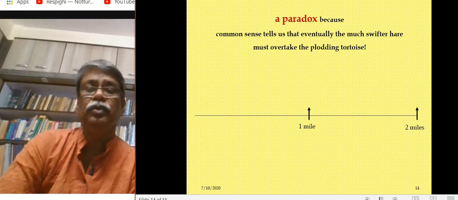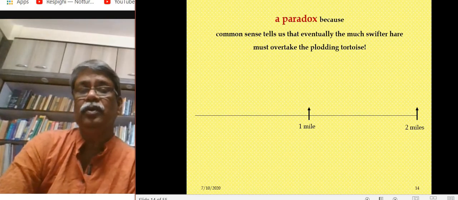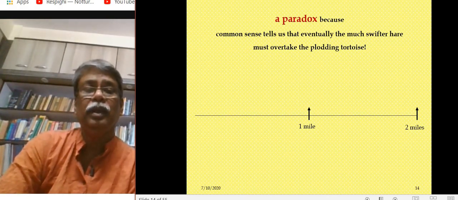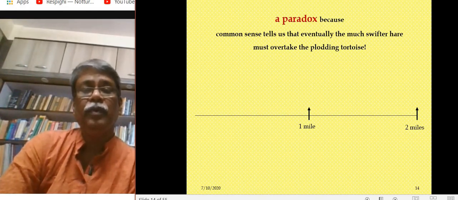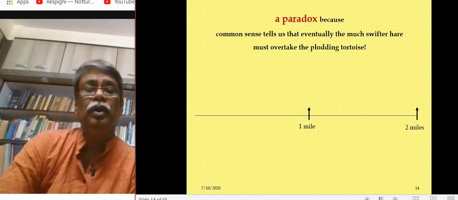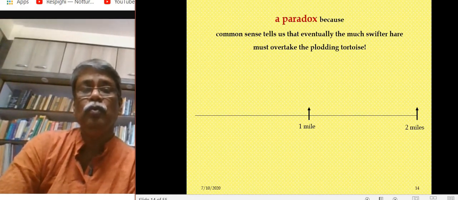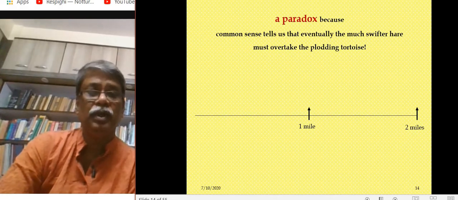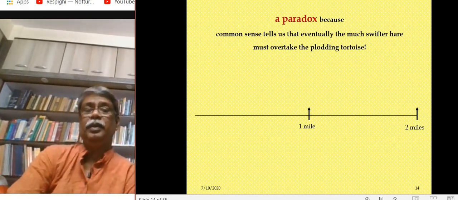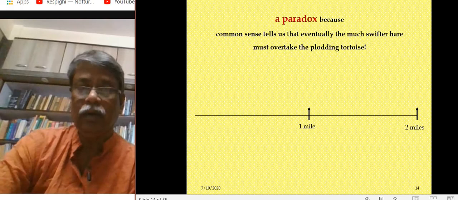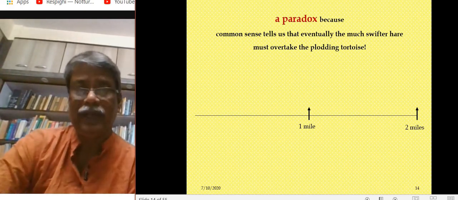So the distance between this point and that point is 2 miles, and this point and that point is 1 mile. So the time taken by the hare to move 2 miles, because it's twice as fast as the tortoise, then by that time the tortoise should move this distance, that is 1 mile. So if the hare and the tortoise start at the same time, they will cover the same 2 miles and 1 mile, that means the distance here to there in exactly the same time. So that time would be required for the hare to catch the tortoise, right?